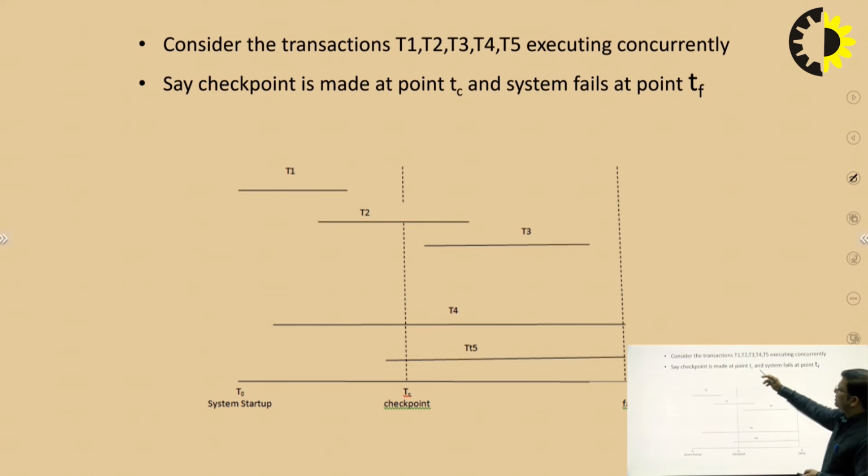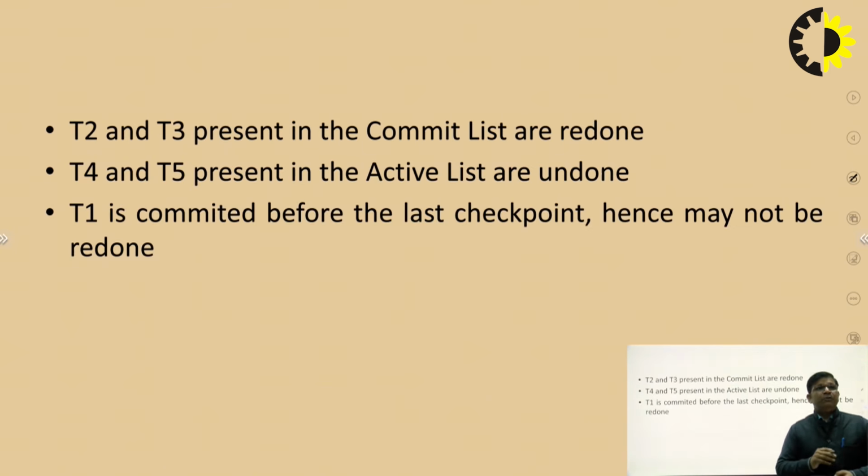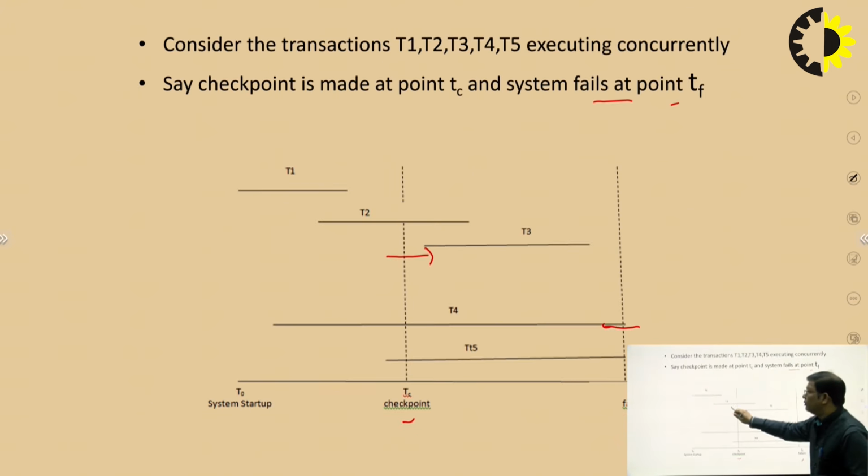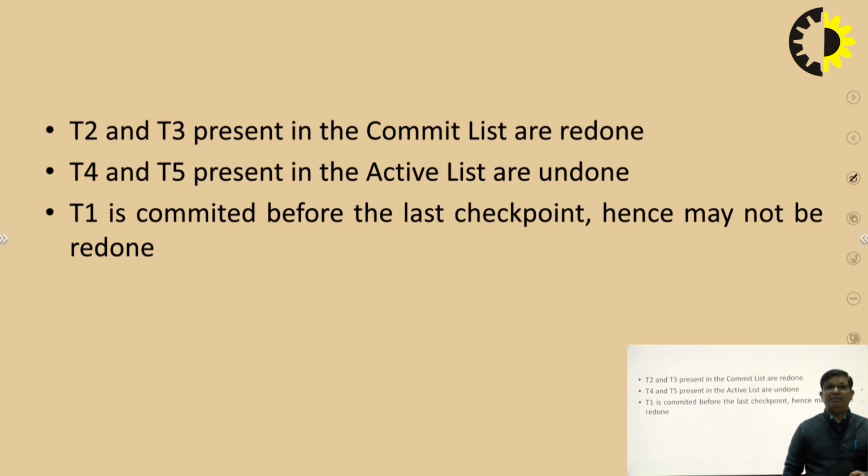For example, consider transactions T1 to T5 executing concurrently. A checkpoint is made at TC, and the system fails at TF. If we want to undo, it means the reverse order. If we want to redo the transactions, we redo in this sequence. Understand? T1 and T2 are present in the committed state and are redone. T2 should be redone because it is already committed. This is a checkpoint, but maybe this is committed at this level. So T1 and T2 are in the committed state.